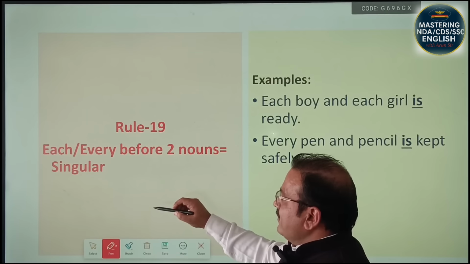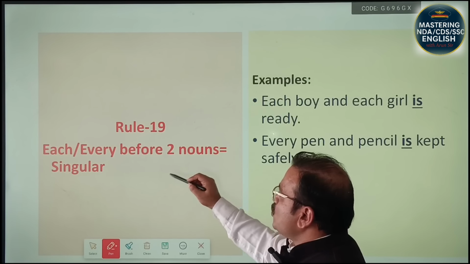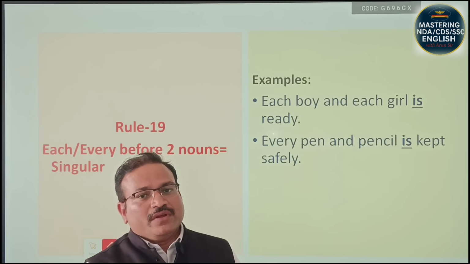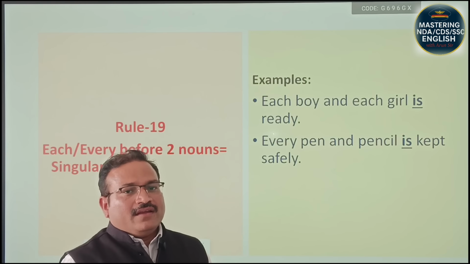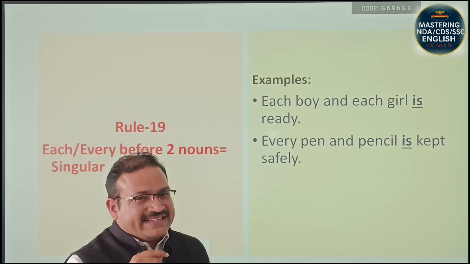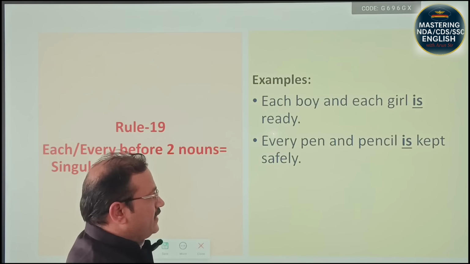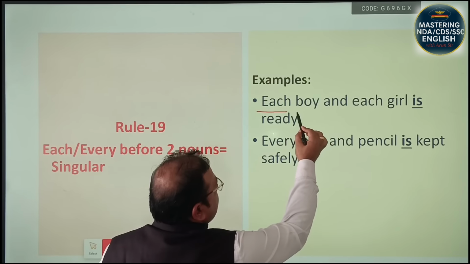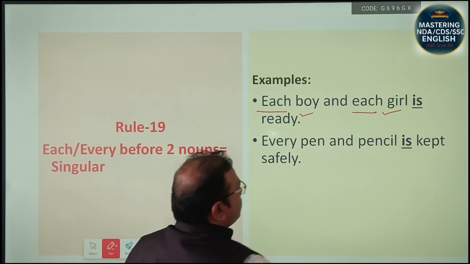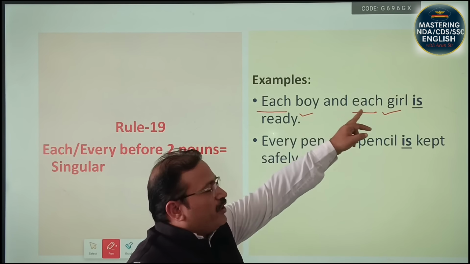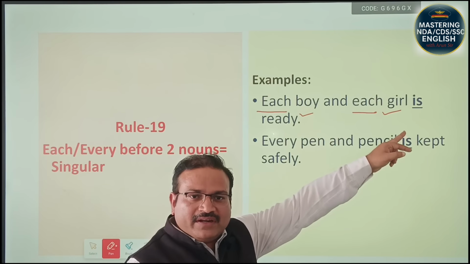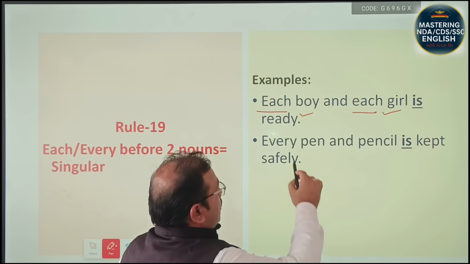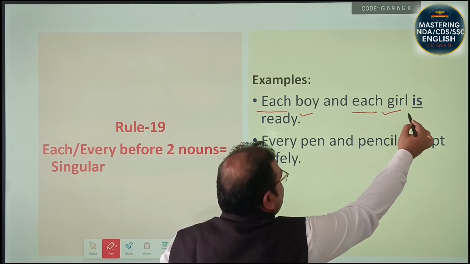Rule number 19. Each, every before two nouns. When each and every are used before two nouns, then they seem to be plural, but they are singular. Let us understand this. Each boy and each girl. Now, one is boy and other is girl. Don't think one is a boy, one is a girl, two, so it is plural. No. Each boy and each girl, the verb will be singular.